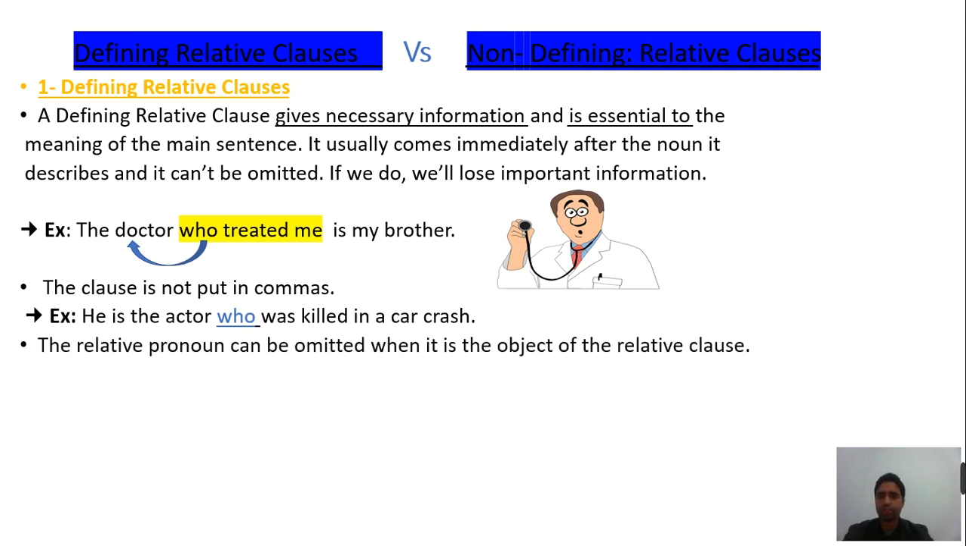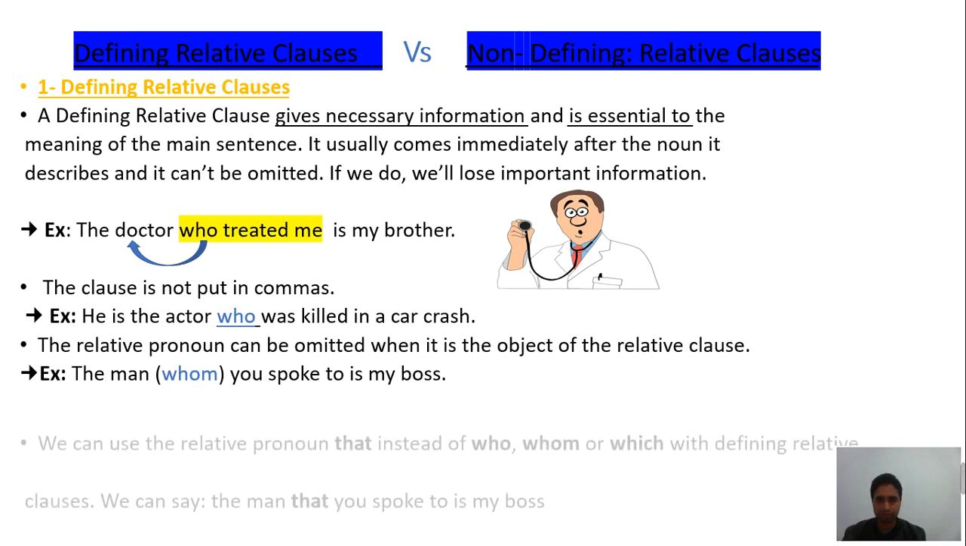Next, the relative pronoun can be omitted when it is the object of the relative clause. Let's see the example to make it clear. The man whom you spoke to is my boss. So we can say the man you spoke to is my boss. It's also correct. So we can omit or cross out this whom without affecting the meaning of the sentence. So here the relative pronoun, as we said, can be omitted when we are dealing with defining relative clauses.